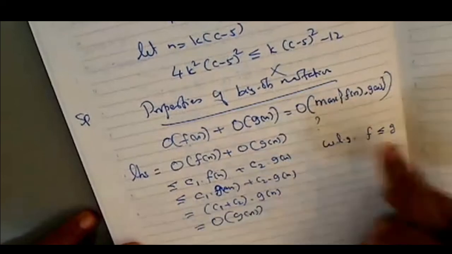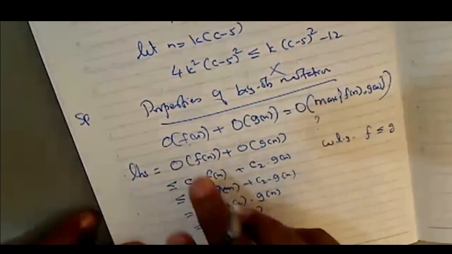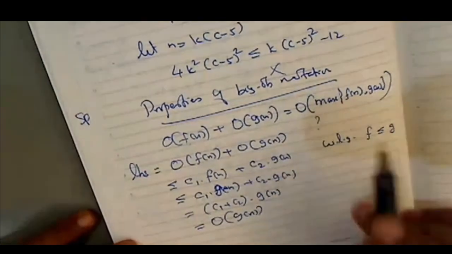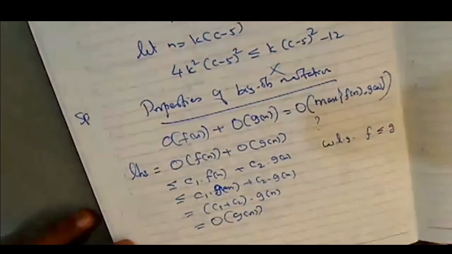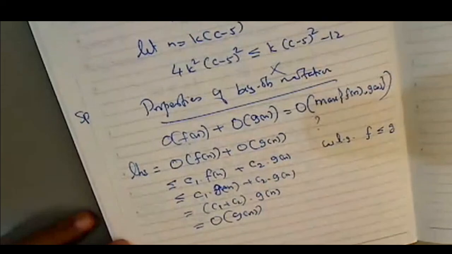So what is O of g of n? Maximum of these two, right? That's why we are saying that O of f of n plus O of g of n is equal to O of maximum of f of n comma g of n. This is one of the properties. A few more properties we can see in the next class. Before that, let me clarify this with one example.